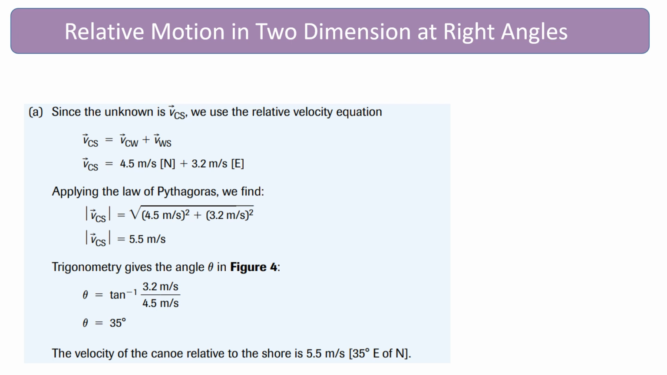So we know we have opposite over adjacent, which is the tan of theta. So the inverse tan would be 3.2 divided by 4.5, which is 35 degrees. So we know the velocity of the canoe relative to the shore is 5.5 meters per second going in 35 degrees east of north.